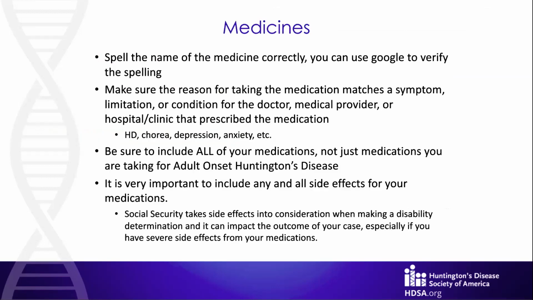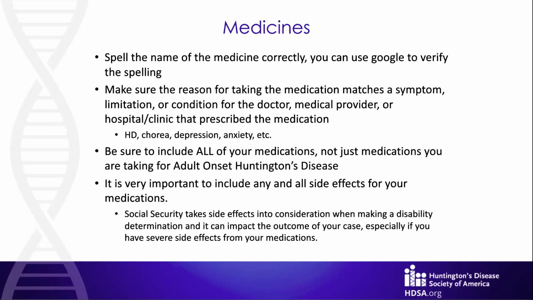General things: spell the name of the medicine correctly. You can use Google to verify the spelling, or your patient portal. Make sure the reason for taking the medication matches a symptom, limitation, or condition for the doctor, medical provider, or hospital/clinic that provides the medication. You're taking tetrabenazine because of your HD. Psychiatric medicines because of depression. Just make sure that they're related so it's clear and Social Security understands the whole picture.